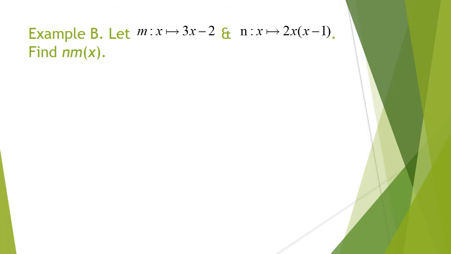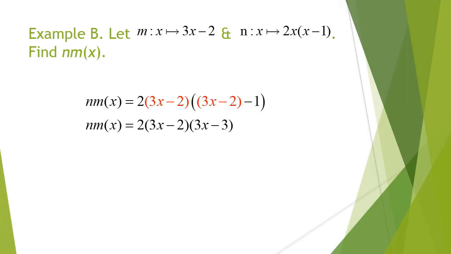If we let function m, given its input of x in the domain, have the output 3x minus 2, and we have function n, whose output is 2x times the quantity x minus 1 for the input number of x, we are going to be finding n of m of x. So remember, we start with the inside and we work to the outside. If you remember how to do this, you can pause and check back for your answer.